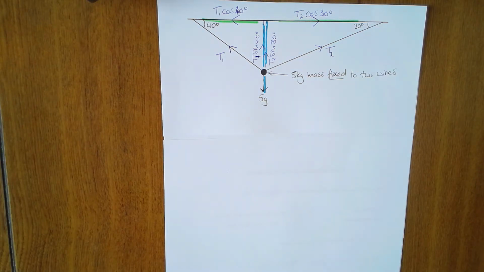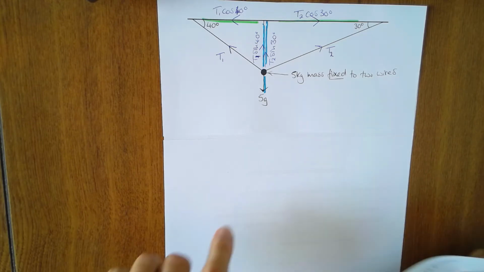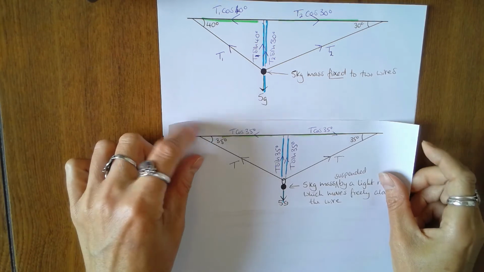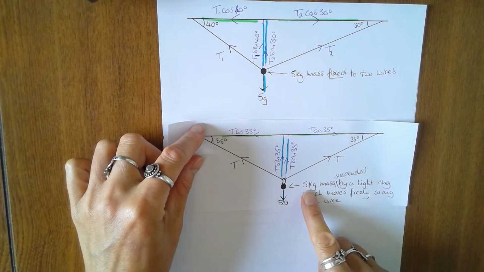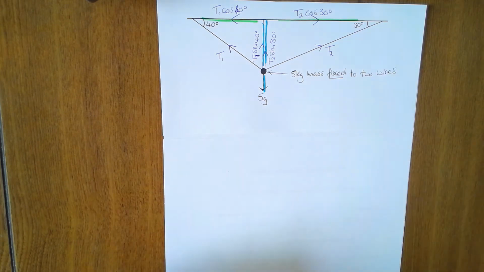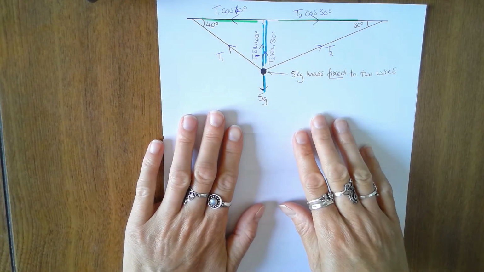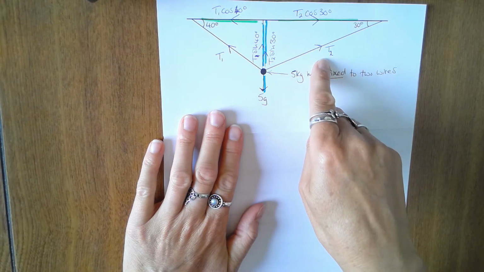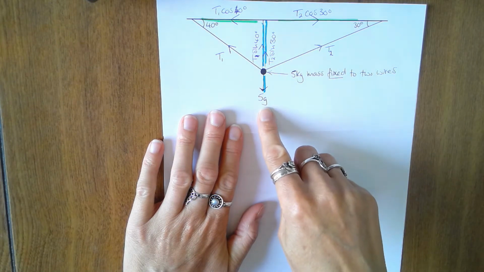I'm going to look here at an object suspended from wires. In the first situation, the object is fixed to the wire, and in the second situation, it's suspended by a light ring which moves freely along the wire, and that makes a difference to the tensions. So in the first situation here, I've assumed that the two tensions are different, and I've marked on the weight.